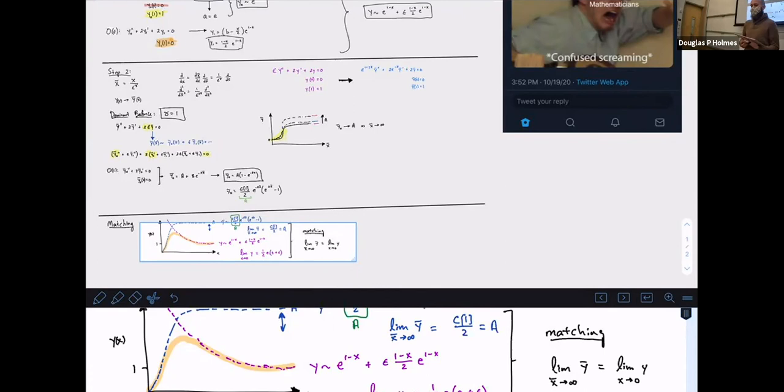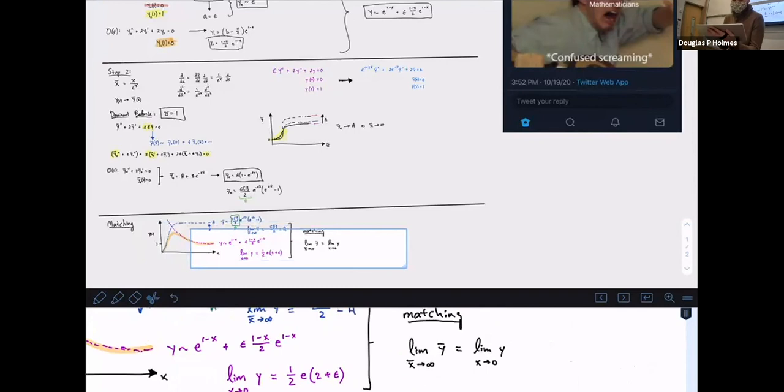Okay, so conceptually, I hope it makes sense why we're setting these two limits together. And the result of that mathematically is just to take the two things that we found and set them equal to each other. So they both have a half, so we can ignore that.